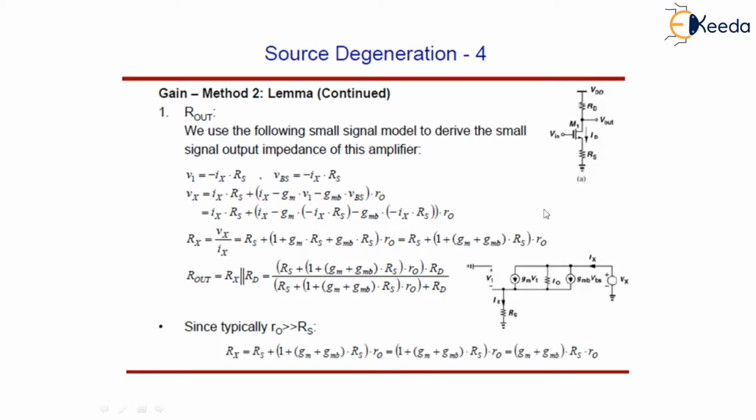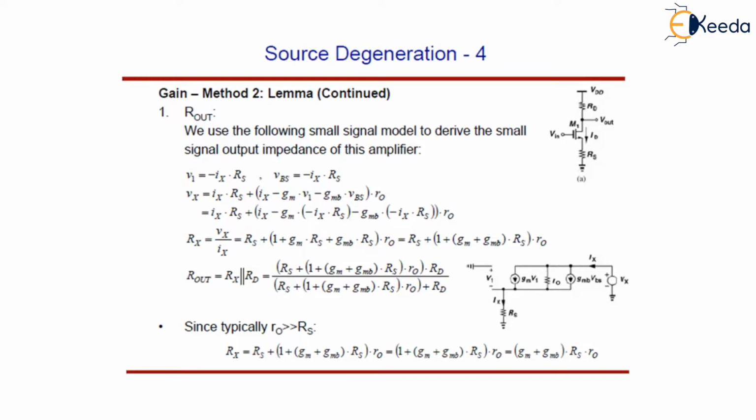Now for this, we have again drawn a small signal model to derive the small signal output impedance of the amplifier. So here we are denoting this current as Ix, so you are not confused with the I out that we used previously, and the voltage drop as Vx. Other symbols are the same. Now V1, which is VGS, can be written as minus IxRs, as the input voltage is 0. We will calculate the output impedance by taking the input voltage as grounded, that is 0.